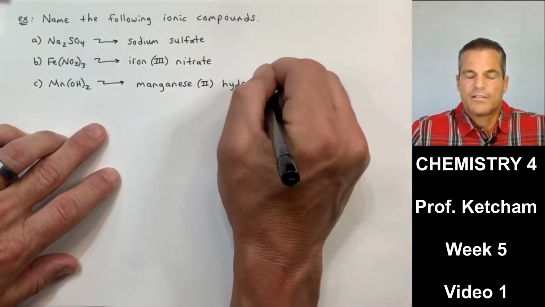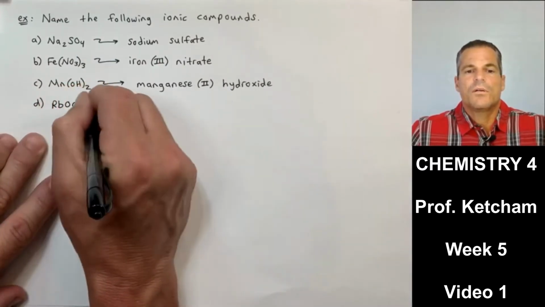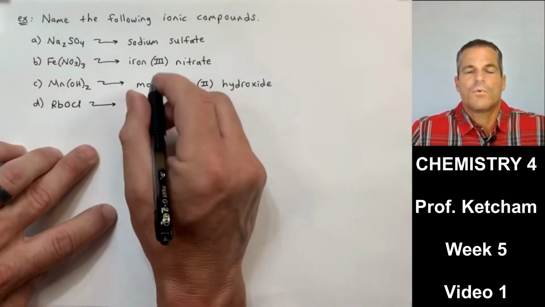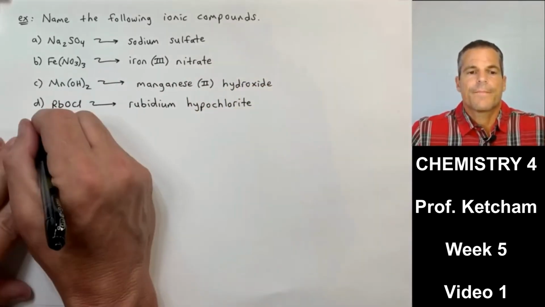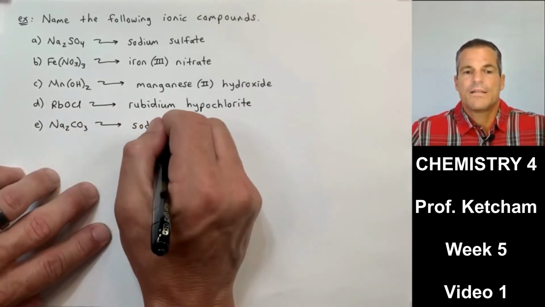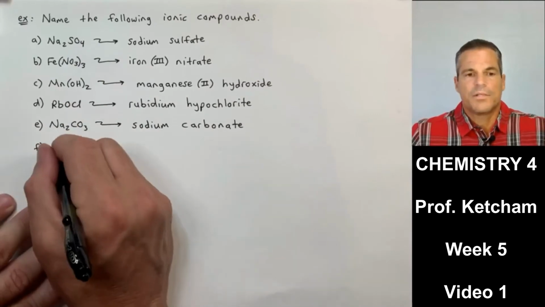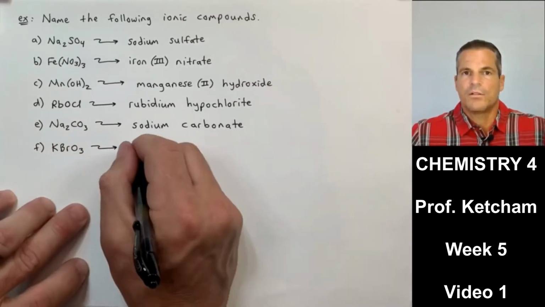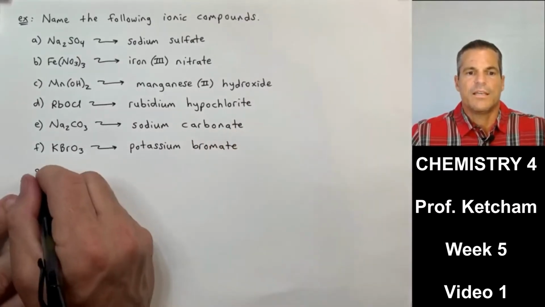We'll come back to that in a second. C, this is going to be manganese 2 hydroxide. We'll also come back to that one in a second. D, RbOCl. Well, this is rubidium hypochlorite. Rb is group 1. It's always a +1. We don't even have to do anything about looking up its charge. There's no Roman numeral. Same thing right here in E.